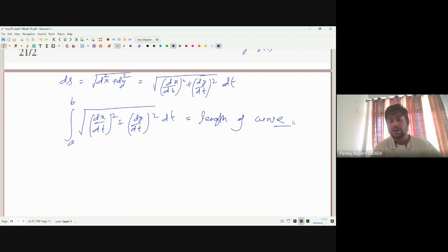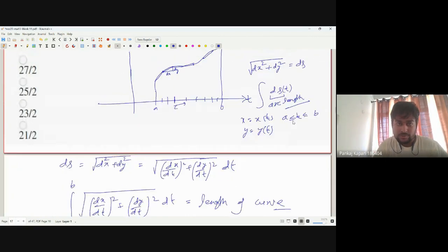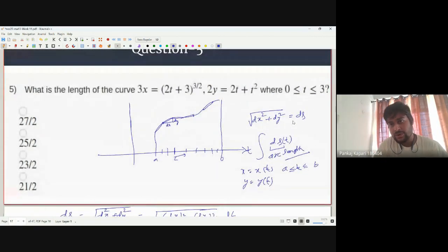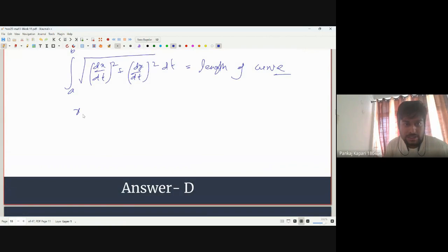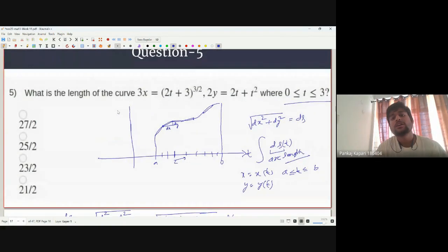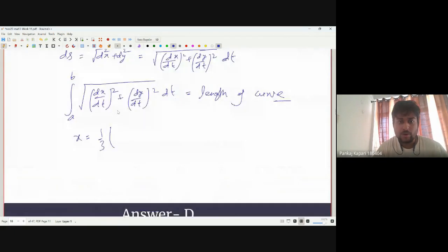Now in the given problem, you can see that x and y are given as functions of the parameter t, where t varies between 0 and 3. So what is x? It's one third of 2t plus 3 to the power 3 by 2.